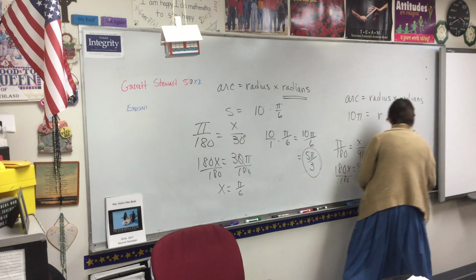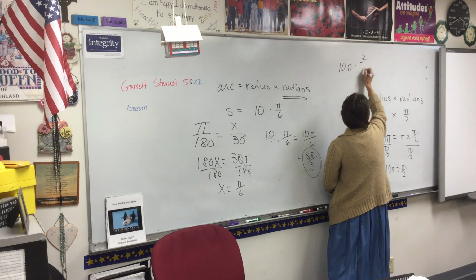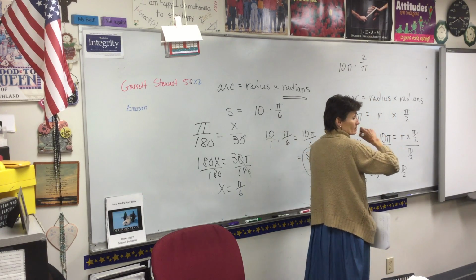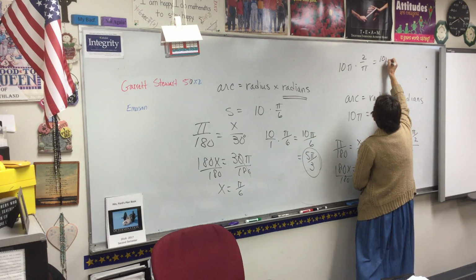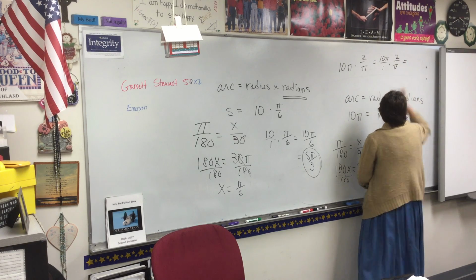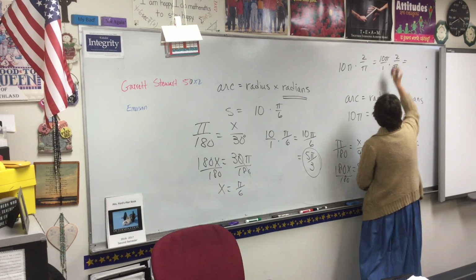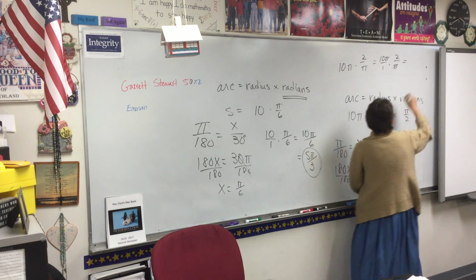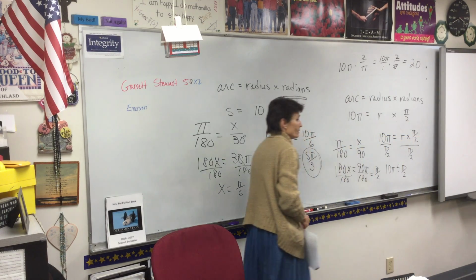10 pi times 2 over pi? Yeah. We'll push it across, so that's 10 pi over 1 times 2 over pi. Pi's cancel each other out, and the answer is 20. The answer is 20.